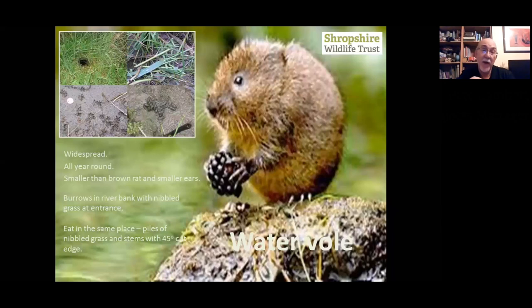They don't have a tail or have a tiny little tail, and their ears are tucked into their fur, unlike rats. Rats don't have furry tails, they're much longer, and they tend to be much bigger. So water voles will quite happily use a pond, and certainly a lot of the locations in which they're recorded in Shropshire are ponds rather than ditches and watercourses.